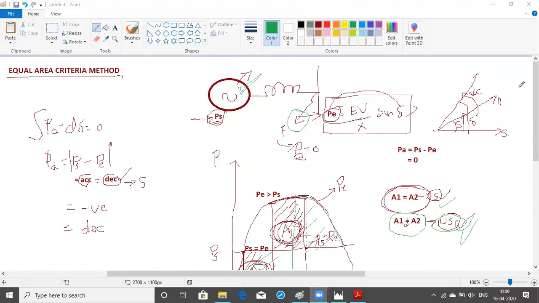Is it clear, Chakri? Both are the same. That is stable, this is also stable. But this we call transient stable. Why do we call it transient stable? Because after a few transients, it is coming to the stable operating point. Anyway, the point is the same. Any more doubts?